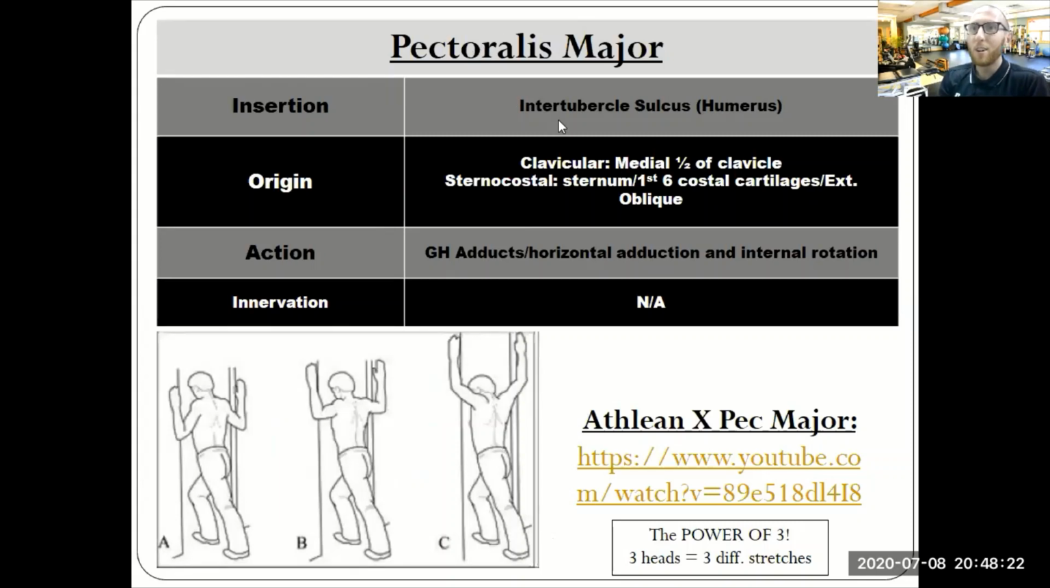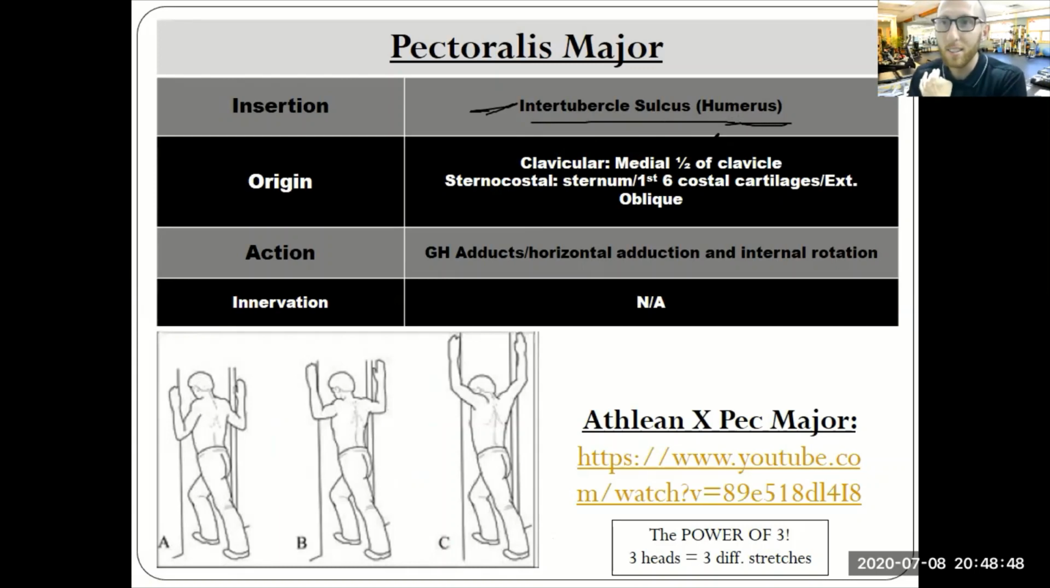Here's the pectoralis major box for you. And if we're looking at origins and insertions, well, first off, easy enough, the insertion is on the intertubercular sulcus of the humerus. Not so easy is the origin, which actually has the clavicular part and then a sternocostal part. We said the two heads. Make sure you know the two heads differently.